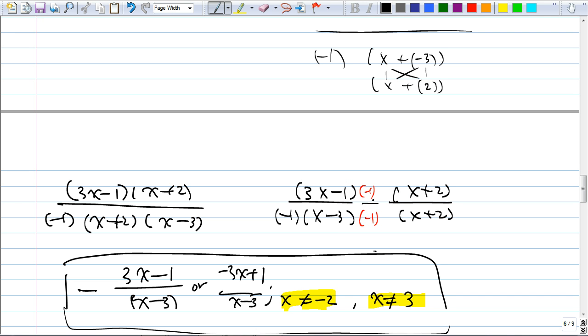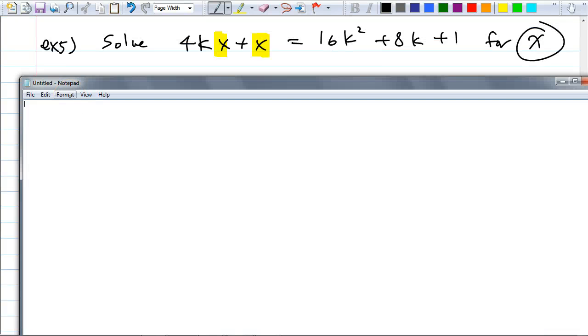That's why I can multiply the fraction by negative 1 over negative 1. Right? I can multiply any number by 1. The end result is the same, right? Okay. May I move on? Yes. Here we go. Okay, take a look at example 5.